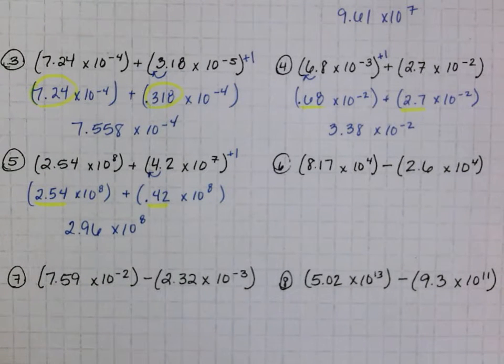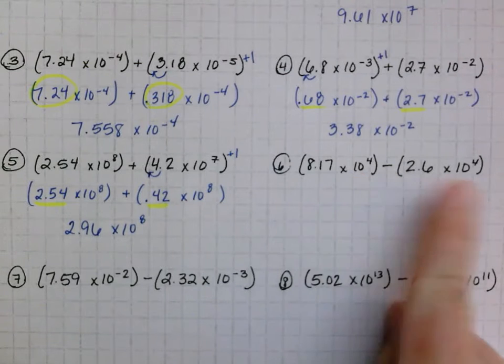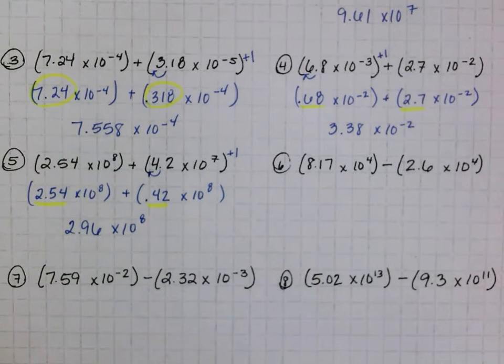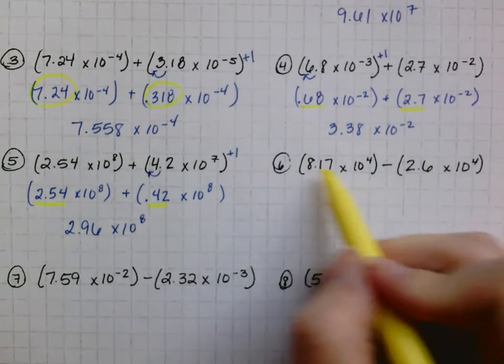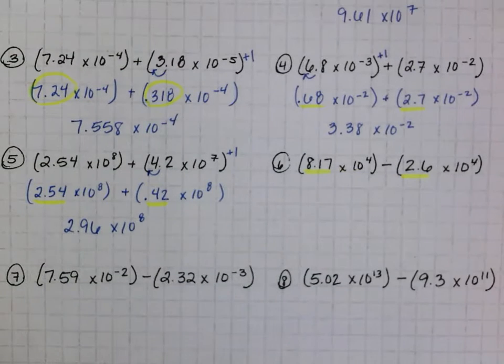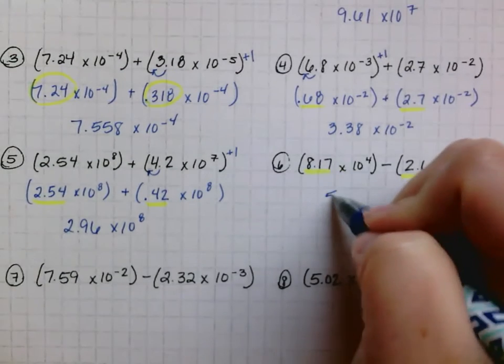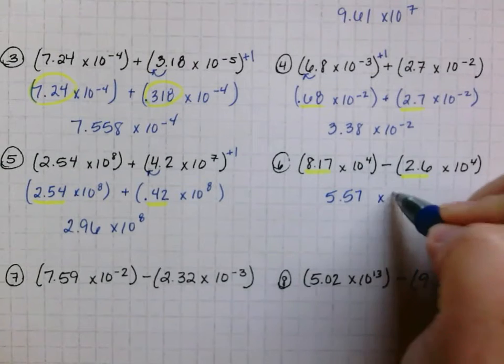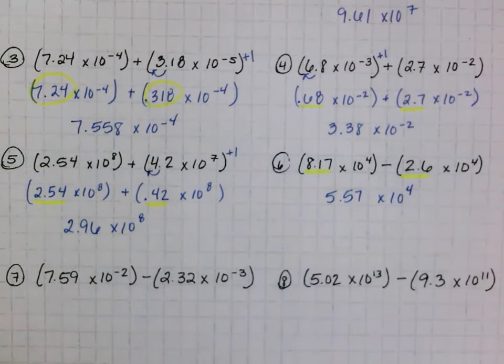In number 6, we now have subtraction, and we can see that our powers are the same right now. So because of that, I get to jump right to subtracting the front numbers, which will leave me with 5.57, and then still times 10 to the 4th, because my power is already in common.